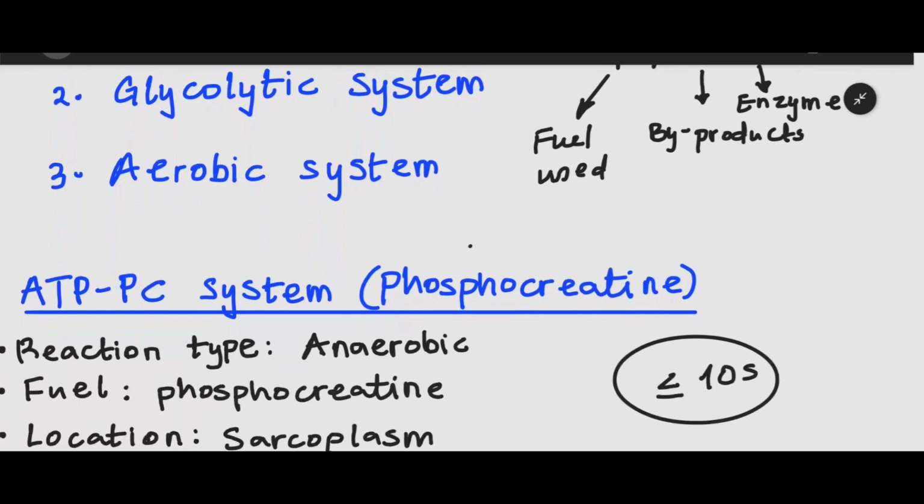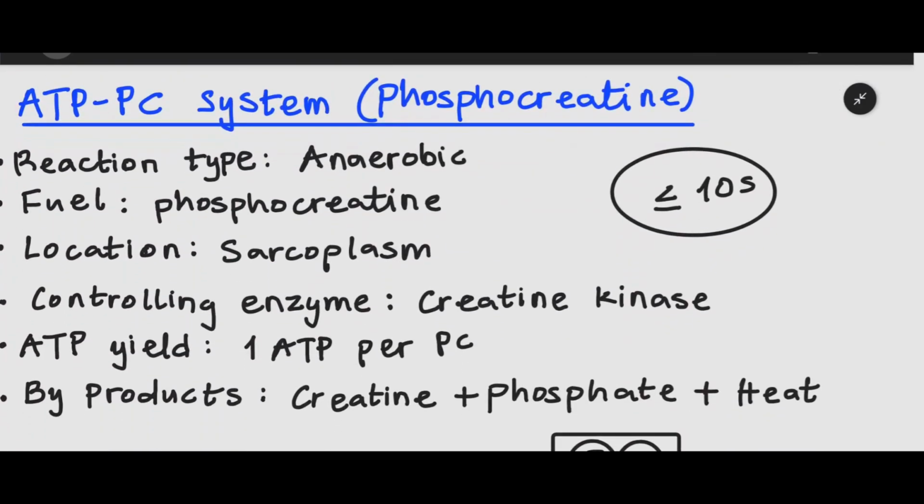All right, now let's start with the ATP-PC system or the phosphocreatine system. This system is for instant explosive activities. So think things like a maximum jump, a 100-meter sprint, a heavy lift, or a really quick sprint down a football pitch or a basketball court to be able to get to a ball or something like that. So let's break down the FABLER.